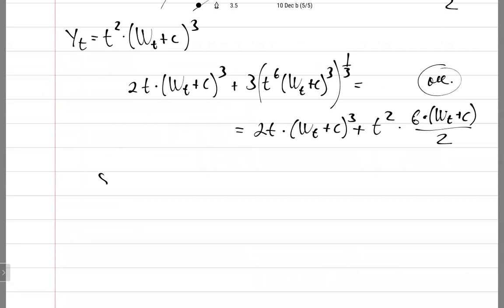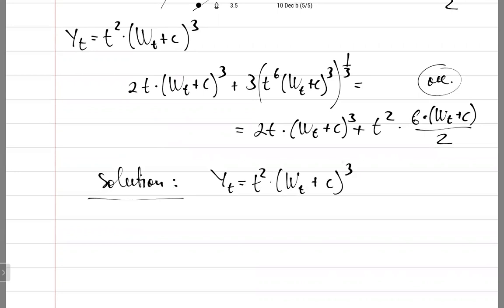And basically we have a solution. y_t is t squared times (W_t plus c) cubed. We need to check the initial condition. y at 0 is 0, so it's satisfied. And finally, we got our 15 points. To have more points, we need to calculate expected value and variance.